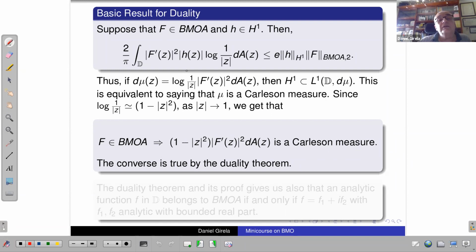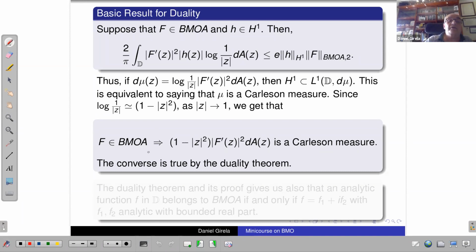But now recall that log of 1 over the absolute value of z is comparable with 1 minus mod z squared as mod z tends to 1. So using this, what we get is that if f is in BMO, then we can substitute this logarithmic term by 1 minus mod z squared, and it is a Carleson measure. So we get this. If we use the duality theorem, we get the converse.